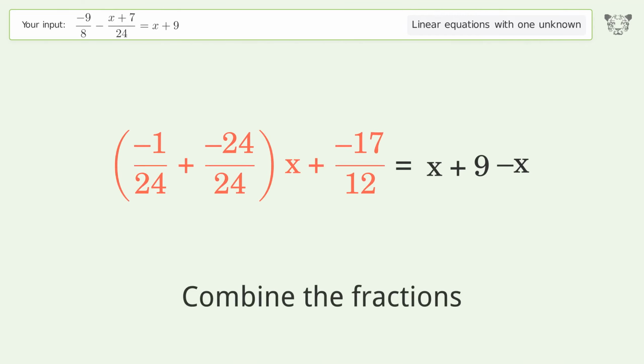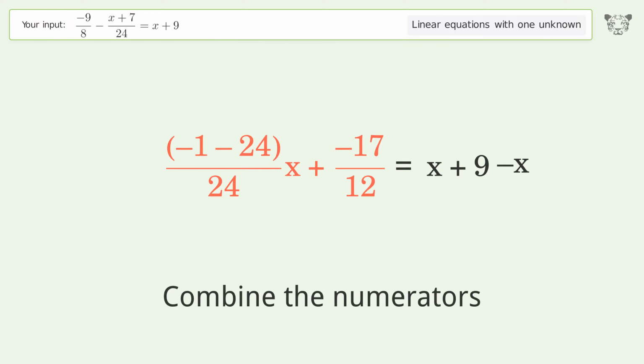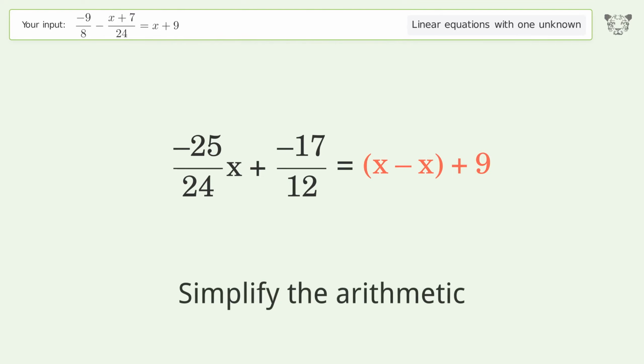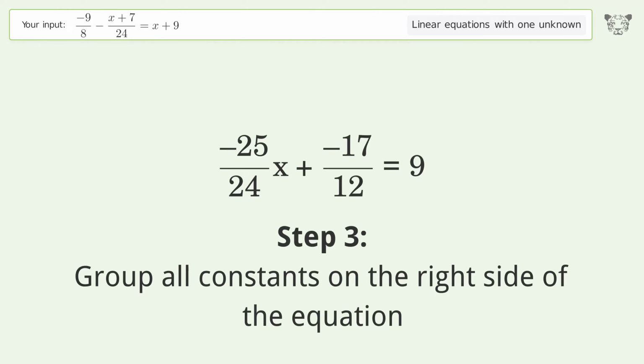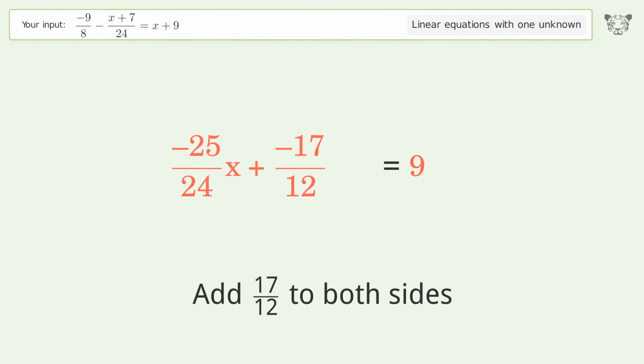Combine the fractions. Combine the numerators. Group like terms. Simplify the arithmetic. Group all constants on the right side of the equation. Add 17/12 to both sides.